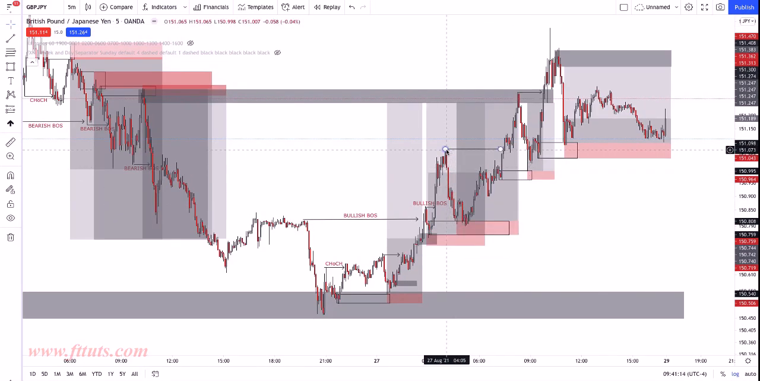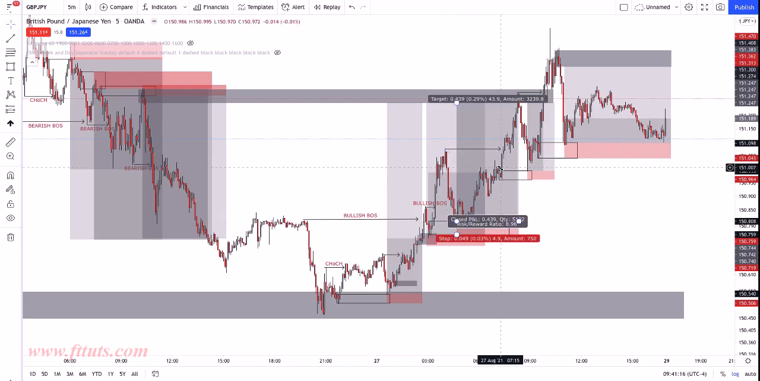And then again, this structure broken, right? This was the last candle before that break of structure, and as you can see, this was the last candle, and then we had imbalance right after.